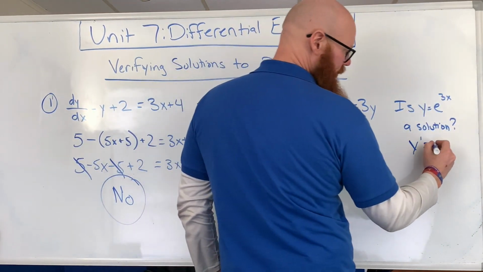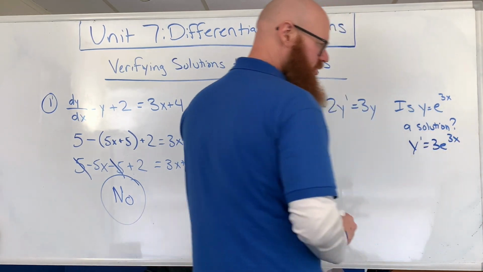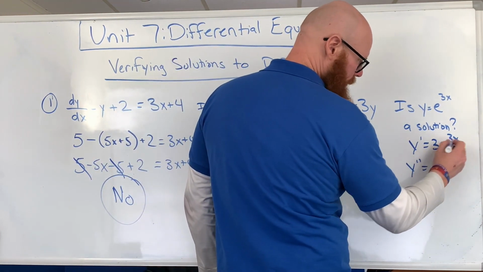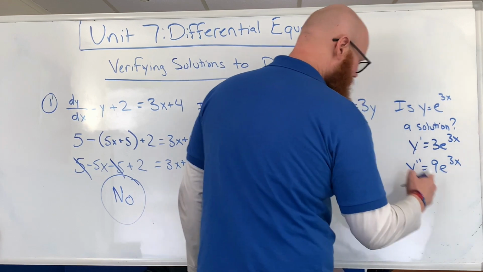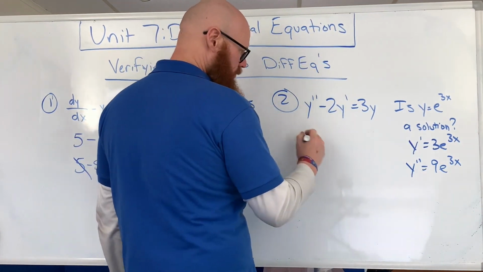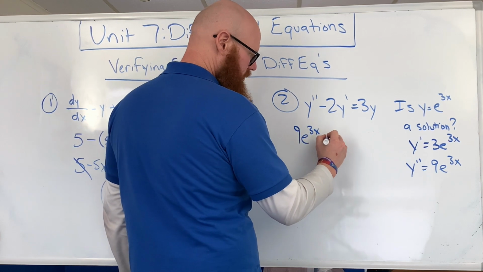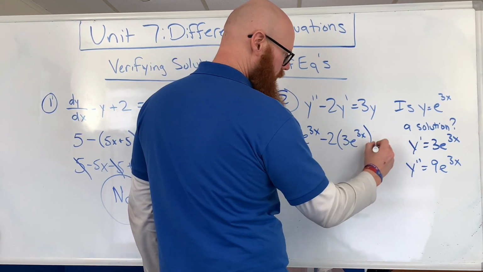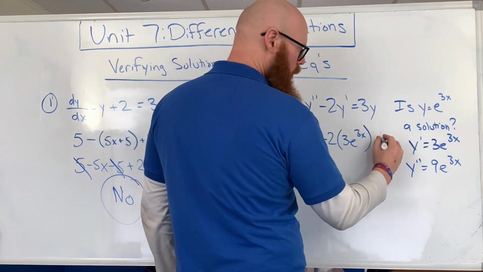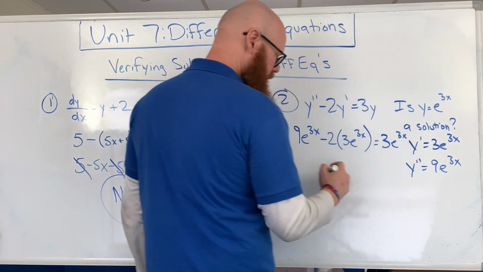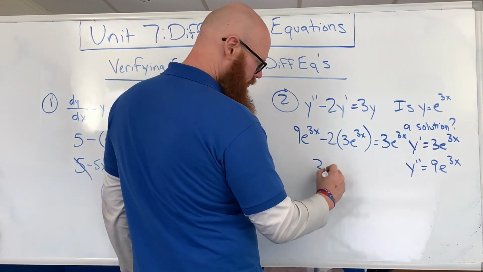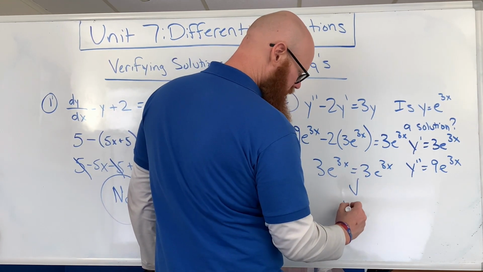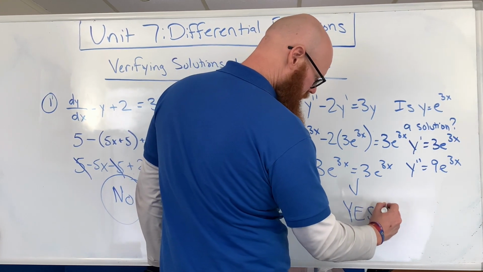The derivative of the e to the 3x is 3e to the 3x. That's just using our basic chain rule and derivative of e. And then y double prime is 9e to the 3x. If we substitute that in, the second derivative is 9e to the 3x minus 2 times the first derivative, which is 3e to the 3x, equals 3 times y, which is 3e to the 3x. So here we got 9 minus 6 is 3e to the 3x, and on the other side we have 3e to the 3x, so the answer is yes.